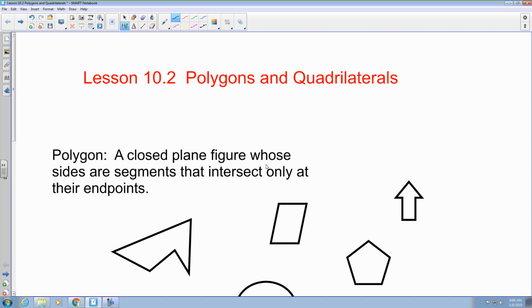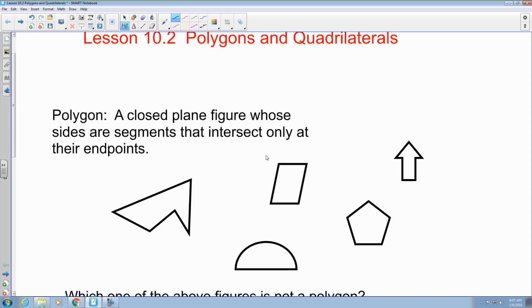We're in section 10.2 where we are going to look at polygons and more specifically quadrilaterals. So if you look at the notes here, we have the definition of a polygon. It says it's a closed plane figure whose sides are segments, line segments, that intersect only at their endpoints.